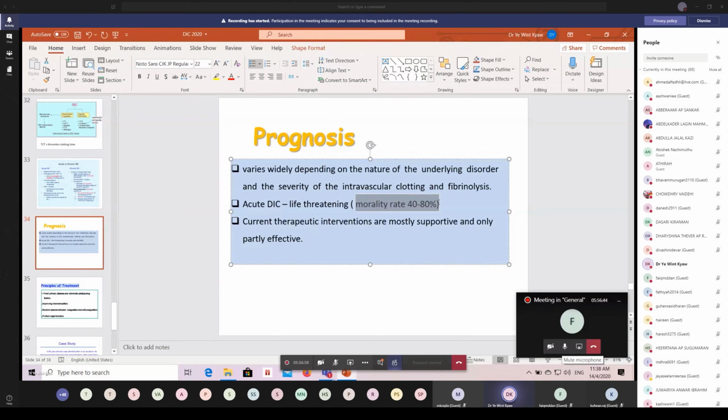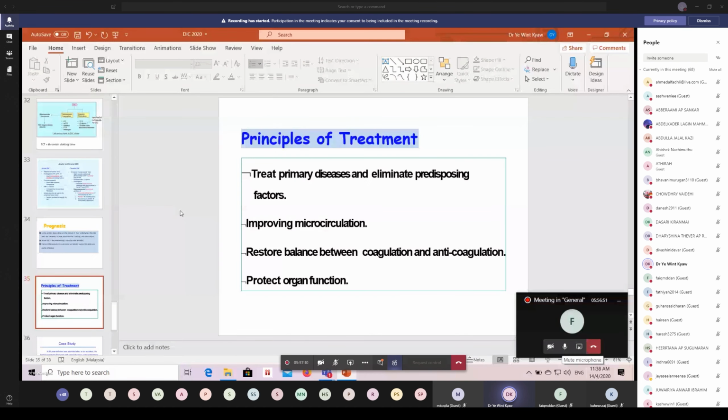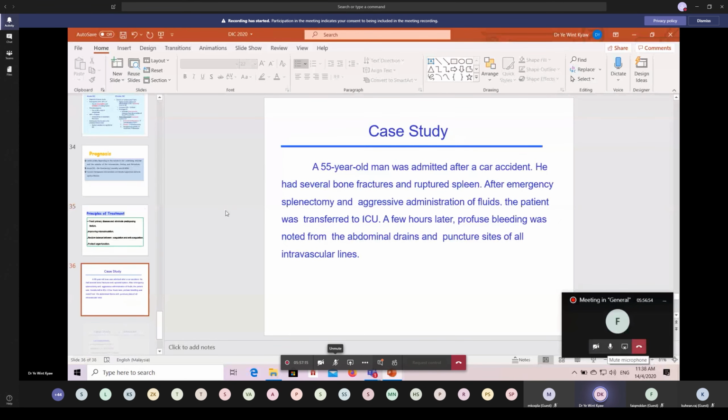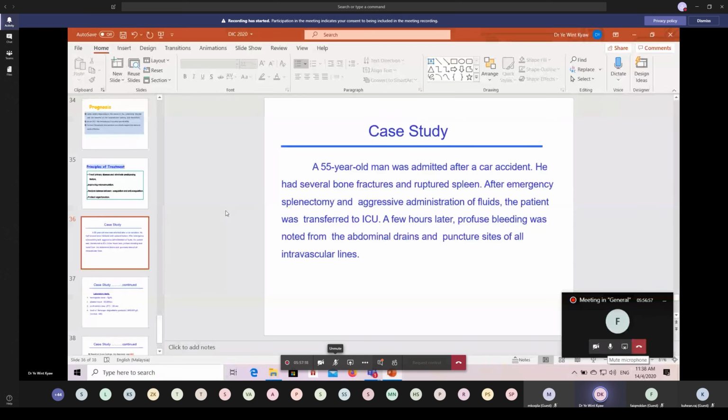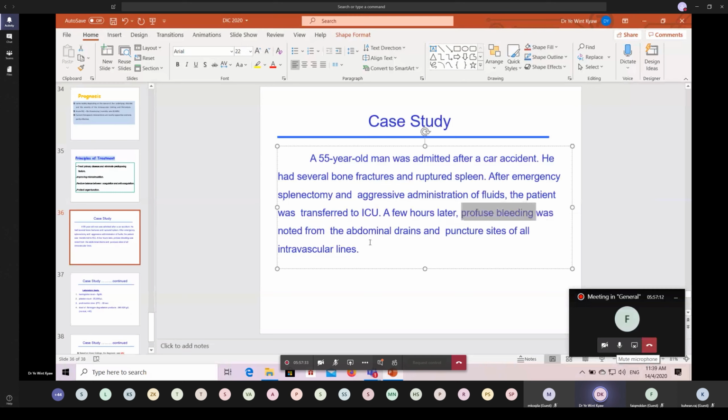Case study: car accident, spleen fracture. After a few hours, profuse bleeding from abdominal wound and from all puncture sites of the IV line. If you see this feature, you can suspect DIC. Profuse bleeding from abdominal wound and puncture sites, for example especially the cannula site and IV line site.